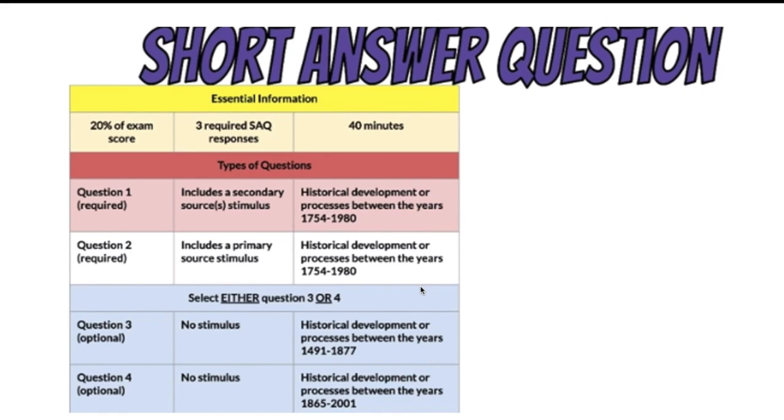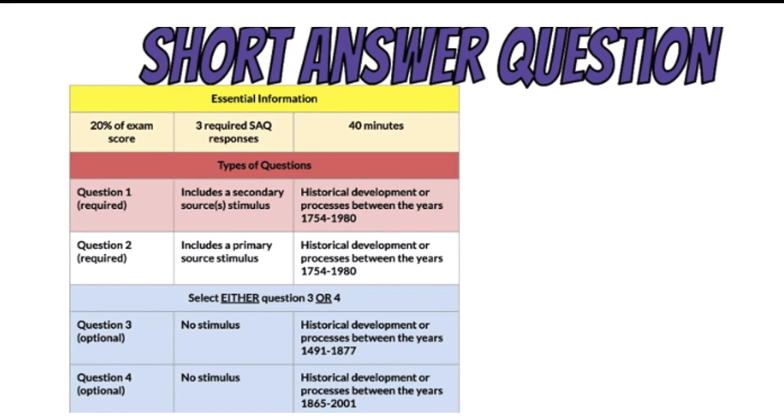Question 2, which is also required, will include a primary source stimulus, just one primary source. This will come from the time period, again, from 1754 to 1980. You will be required to answer question 2. This primary source might be text, it might be a political cartoon, it could be a map, it could be a chart. This will test your historical thinking skills.